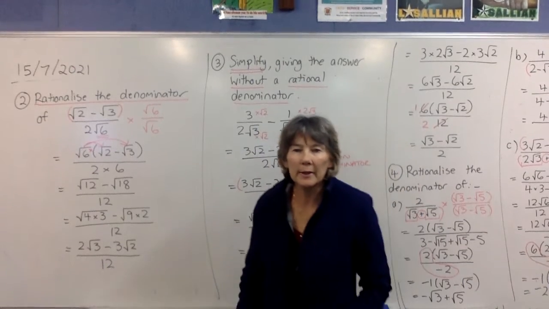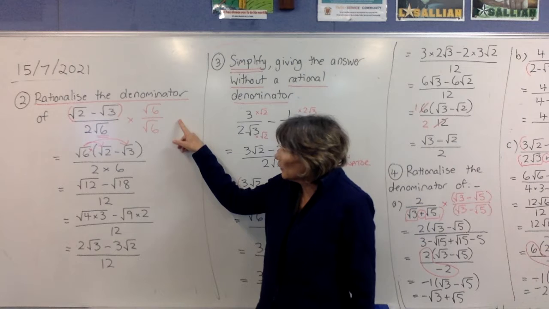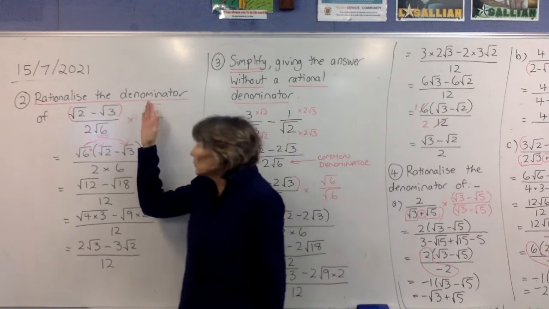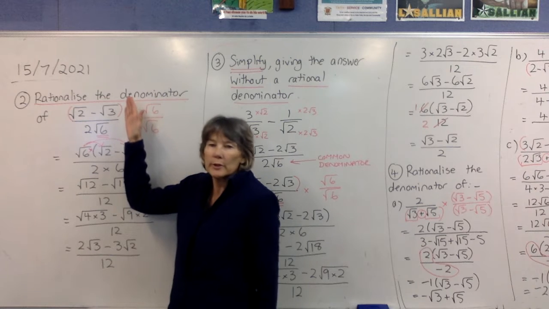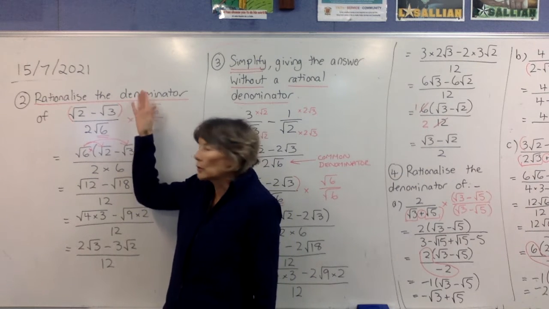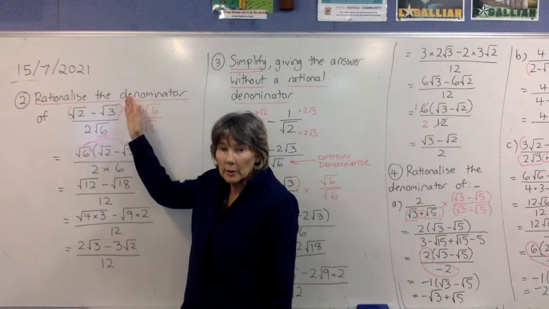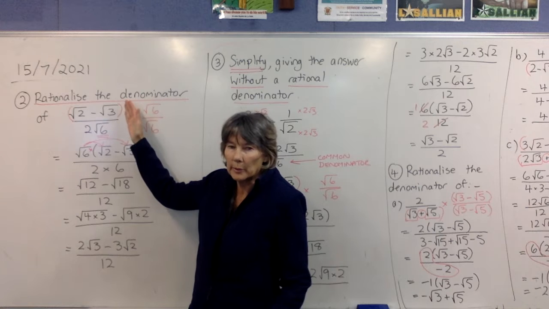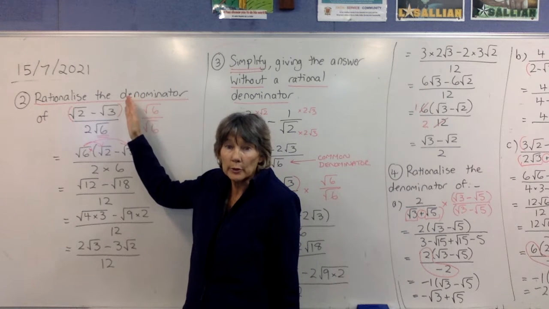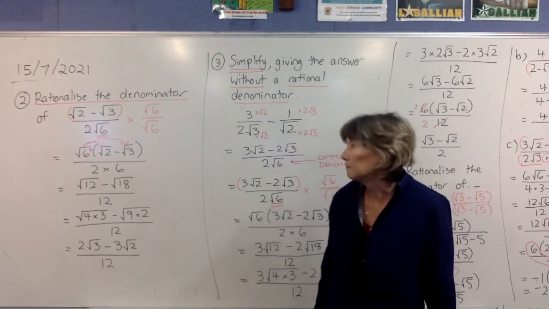Okay boys, so we're going to continue with rationalising the denominator. So in this one here, we've been asked to rationalise the denominator of (root 2 minus root 3) over 2 root 6. Like we were doing before, this has only got one term in the denominator, so we're using method 1. We look at the denominator, don't look at the numerator, and find the surd in it. It's root 6. So that's what we're going to times top and bottom by, root 6.